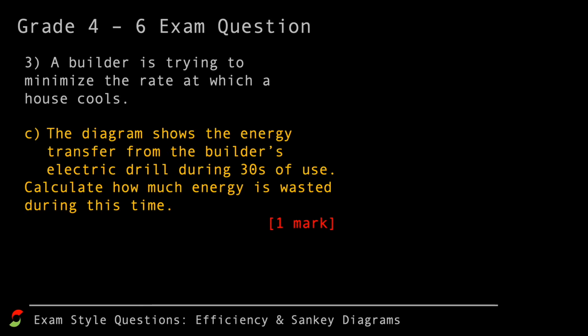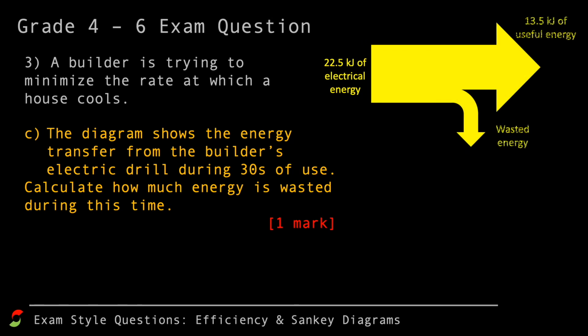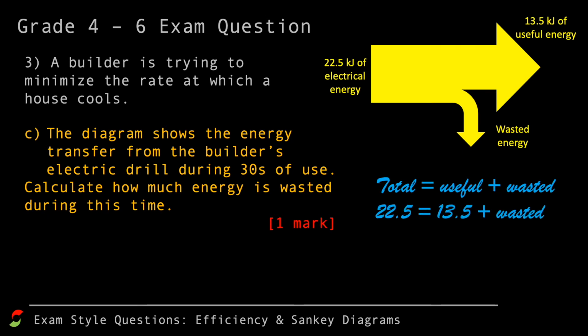So part 3, we're looking at wasted energy using this Sankey diagram. This Sankey diagram has electrical energy going in. We've got 13.5 kilojoules of useful energy coming out, and we've got some wasted energy, and we're going to try and calculate that wasted energy. Total equals useful plus wasted. In terms of energy, total is 22.5, useful is 13.5. Rearrange it for the wasted equals, and that is 9, and we've got to remember the units. We've got 9 kilojoules for our 1 mark.